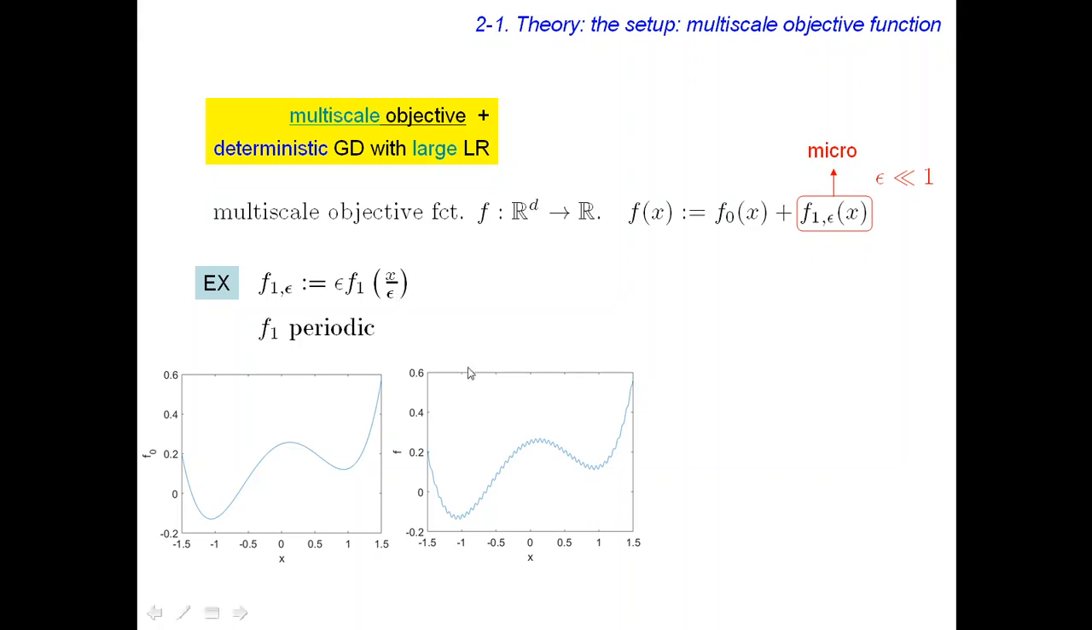One example of this microscopic loss is basically a rescaled version of a periodic function. It's rescaled in a way such that along the spatial direction, you have periods at the order of epsilon, and the value of this function is also going to be at the order of epsilon. And then you add this microscopic scale on top of the macroscopic scale, and then you get this overall loss function. Okay, it's actually highly non-convex, and it's multiscale.